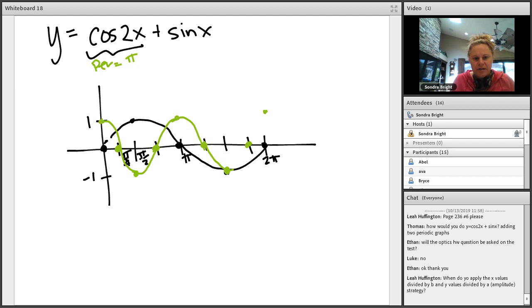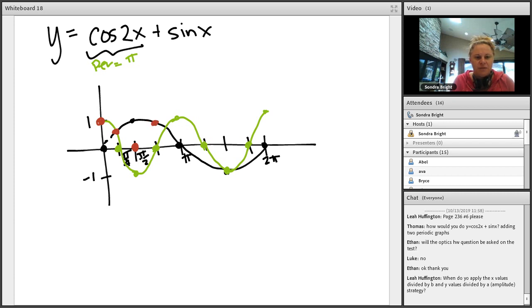All right, so now what you're going to do is at each of these x values, you are going to add up the y values. At x equals 0, I've got a 0 plus a 1. 0 plus 1 will give you 1. At pi over 4, I've got 0 plus whatever this y value is on sine. At pi over 2, I've got negative 1 plus 1, so it'll be a 0. At 3 pi over 4, I've got a 0 plus this guy.